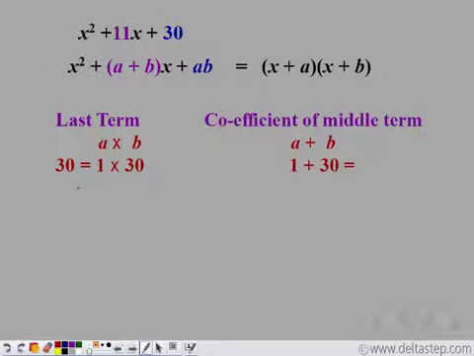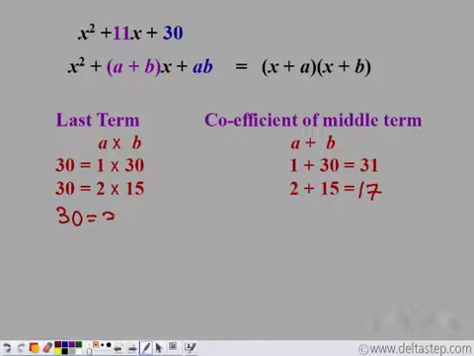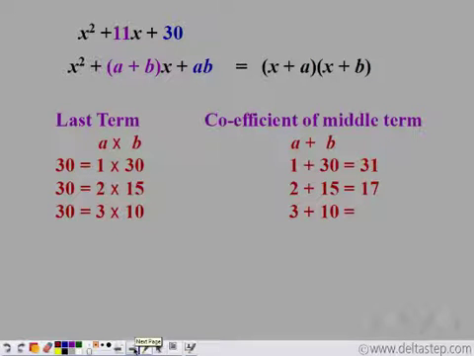30 can be written as 1 into 30. Now 1 plus 30 is 31. So this is not equal to 11, so we ignore this. 30 can also be written as 2 into 15. What is 2 plus 15? 17. Again, this is not equal to 11. 30 is also equal to 3 into 10. What is 3 plus 10? 3 plus 10 is 13. Again, it is not equal to 11.